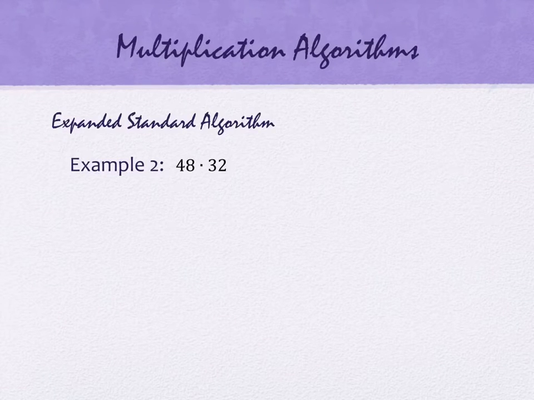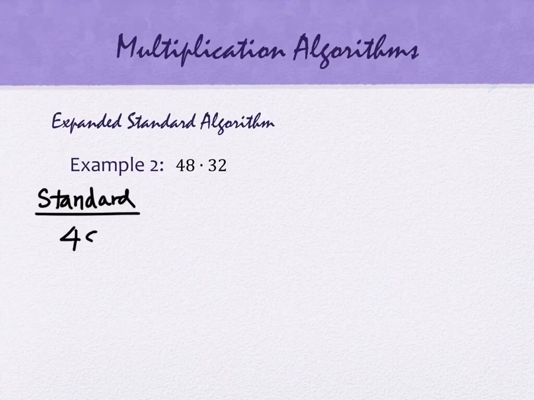All right, so our first algorithm is called the expanded standard algorithm. So just as an aside, let's do the standard algorithm first so that I can show you why we call the next one the expanded version. So your standard algorithm with multiplication, we do 48 times 32, and we're going to write it longhand like this from early on when you first learn multiplication. And the first thing you do is you start with which number when you're multiplying?